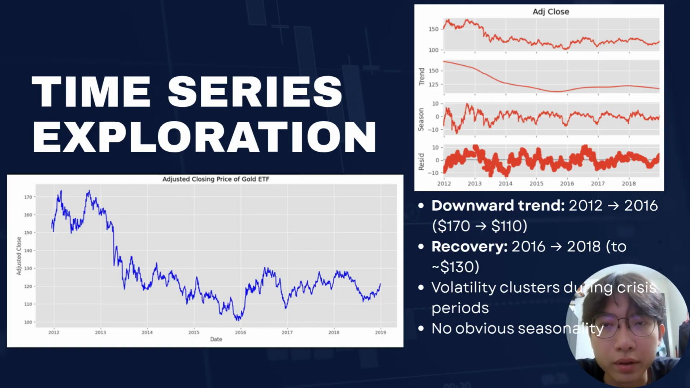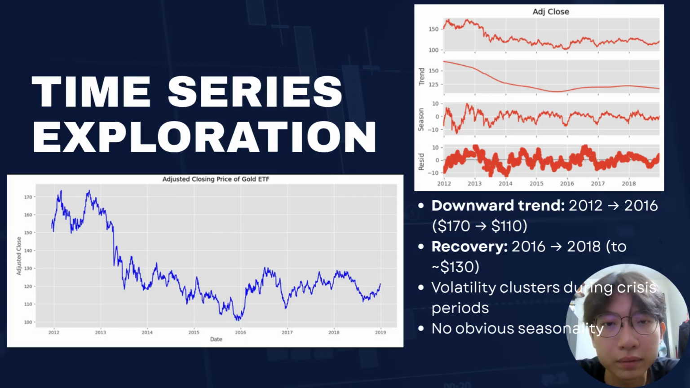For time series exploration, looking at the gold price chart, we can see three main patterns. First, there was a strong downward trend from 2012 to 2016, where prices dropped from about 170 to below 110. Then we saw a recovery from 2016 to 2018, with prices climbing back to around 130. We also noticed that volatility tends to cluster during crisis periods. The STL decomposition also showed almost no seasonal patterns, meaning seasonal effects are very weak in daily gold prices.